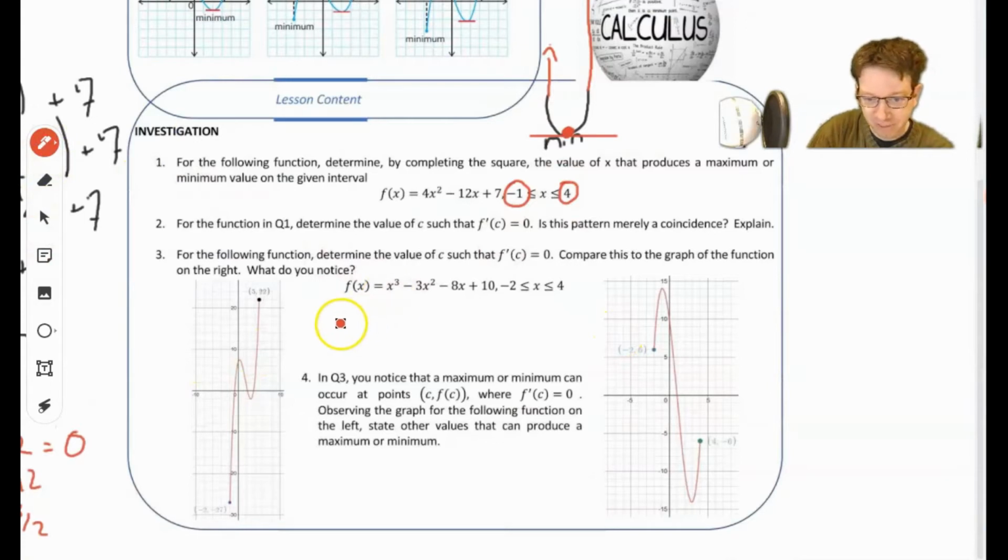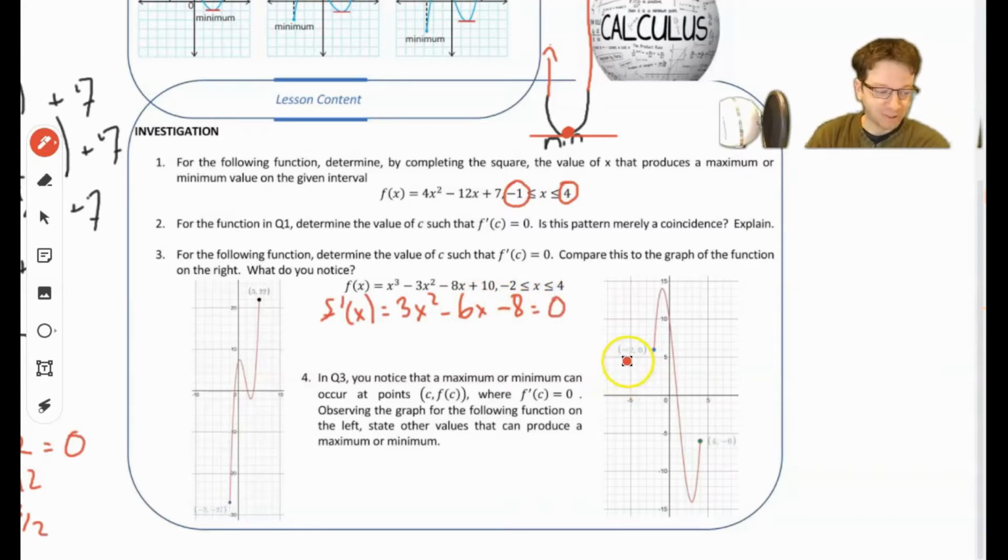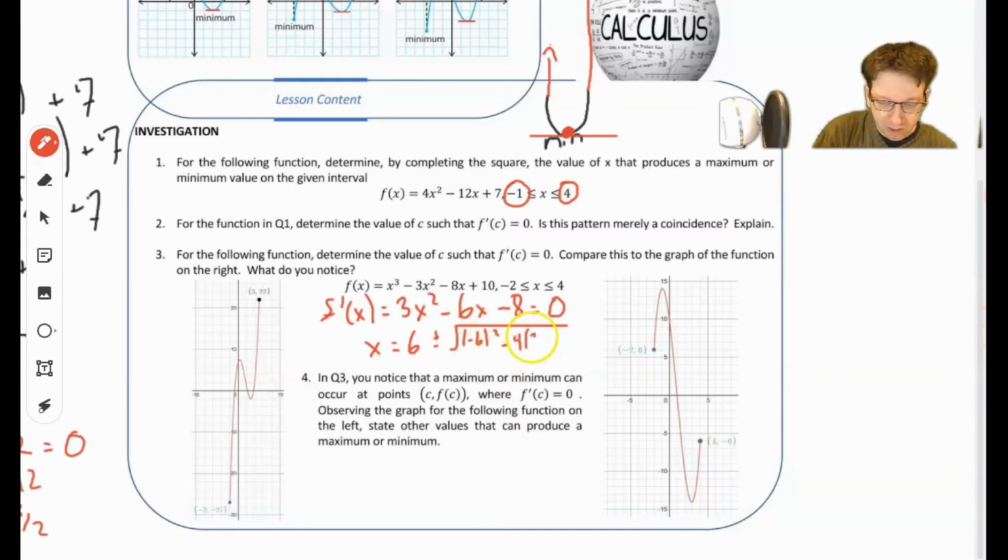So let's find the derivative and see what happens. The derivative of f of x, we just got some power rules here. So we have 3x squared minus 6x minus 8. And if we set that equal to 0, unfortunately, you can't factor that very nicely. So you can just use the quadratic formula. So you would have x equals 6 plus or minus the square root of negative 6 squared minus 4 times 3 times negative 8, all over 2 times 3.